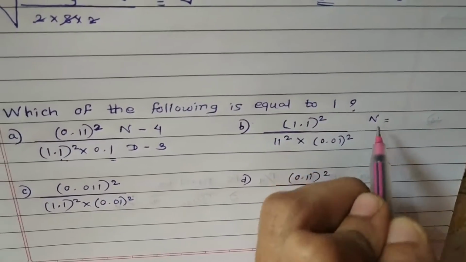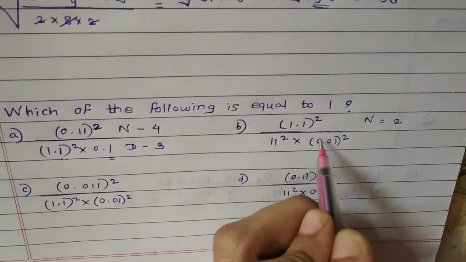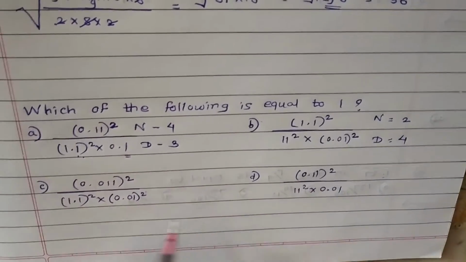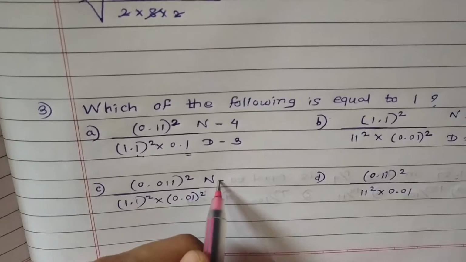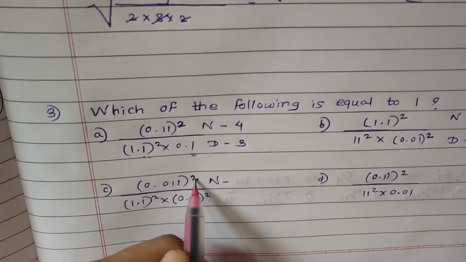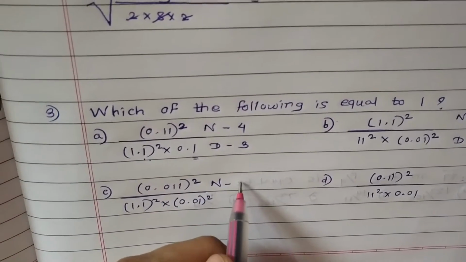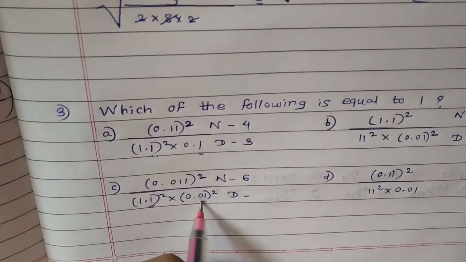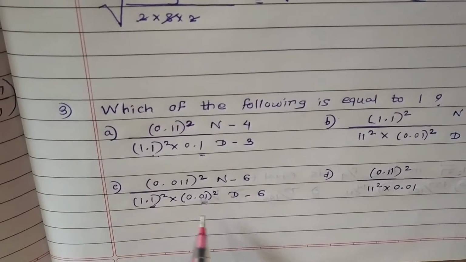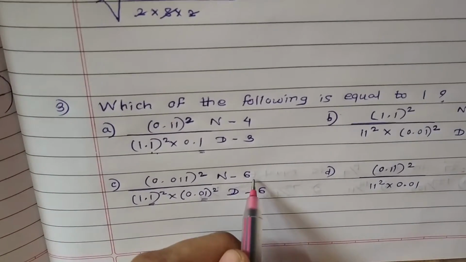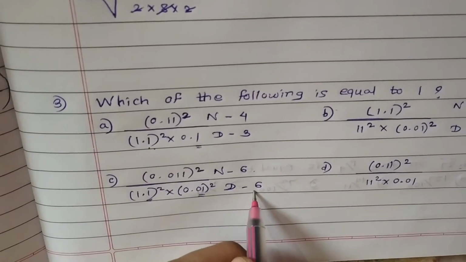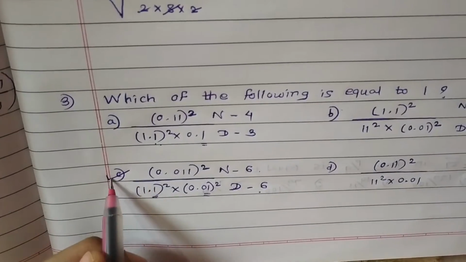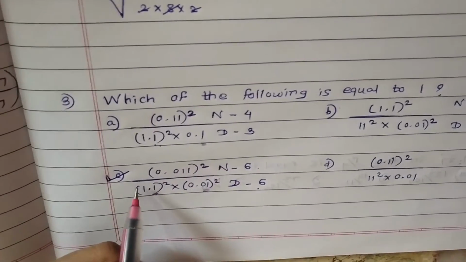Here in numerator there are 2 decimal places and in denominator here is square, so there will be 4 decimal places. Here in numerator here is square, so there will be 6 decimal places and in denominator there will be 2 plus 4, which is equal to 6. So in this example the number of decimal places in numerator and denominator are the same, so this option will be equal to 1. Hence your option C is correct.